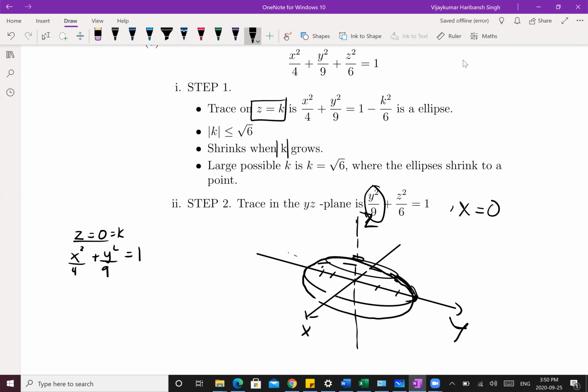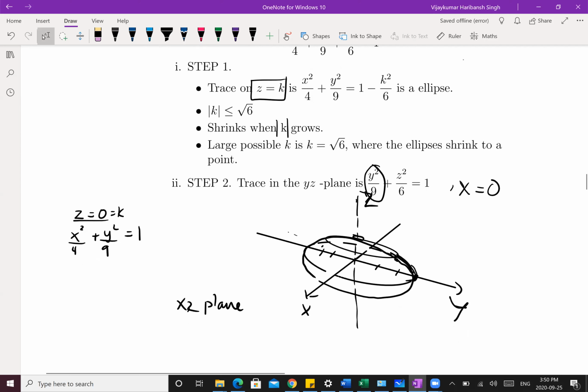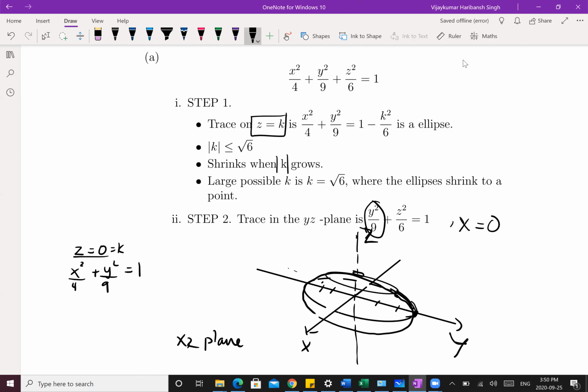Now similarly, what happens in the XZ plane? In the XZ plane, we have y equals 0, so we again get an ellipse. So when you draw all the traces, all the vertical traces are also ellipses. All the horizontal traces are also ellipses. And we end up with an ellipsoid.